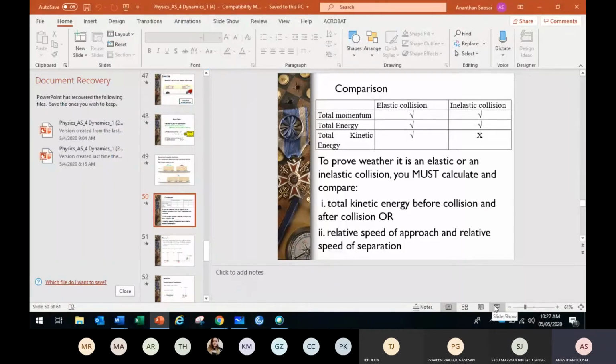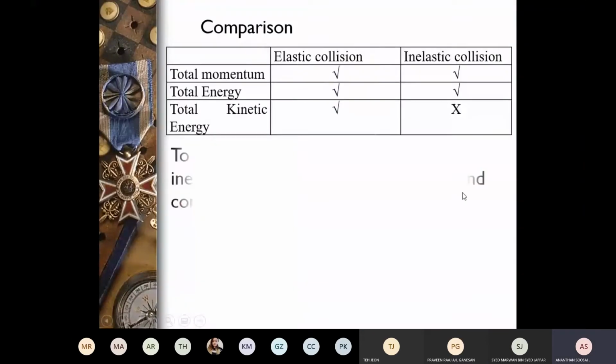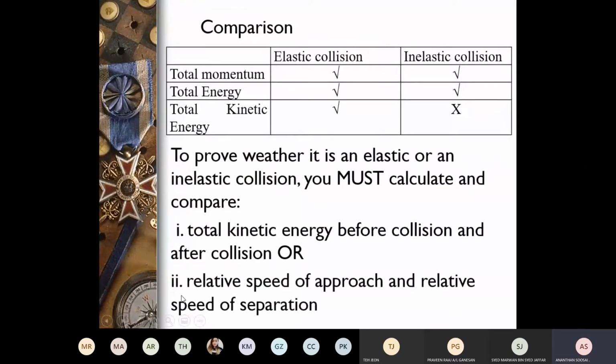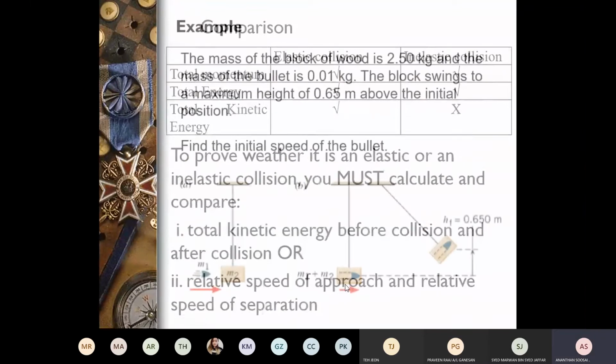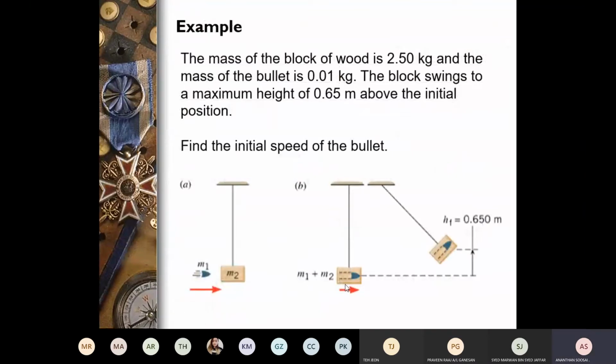So that's what I told you. Relative speed of approach equals relative speed of separation. Now, one example. Get me the answer for this question. Use conservation of momentum and conservation of kinetic energy. Look at this. One minute for you to understand the question. The mass of the block of wood is 2.5 kg.